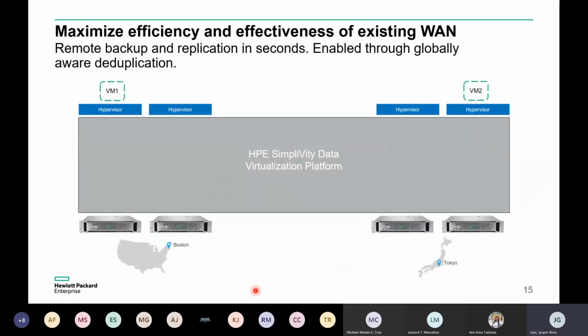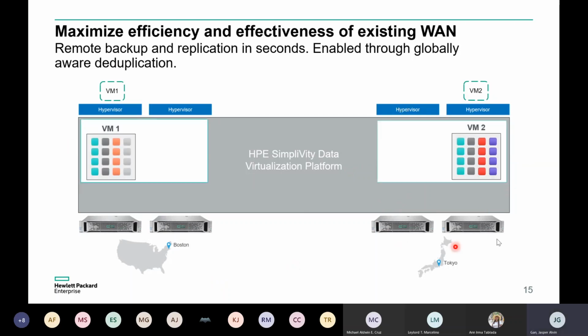So one of the advantages of this data optimization process that we do is it spans across the WAN. Or if we have multiple sites, let's say an offsite DR, that data virtualization platform spans across it. So for example, we need to move this VM or send this VM over to the other site. That data also gets analyzed.